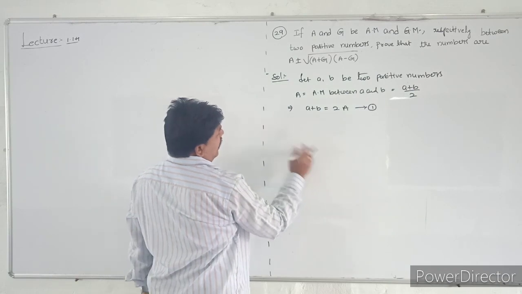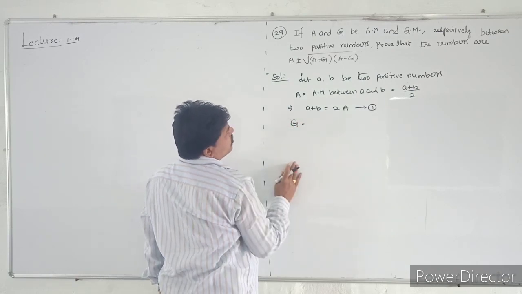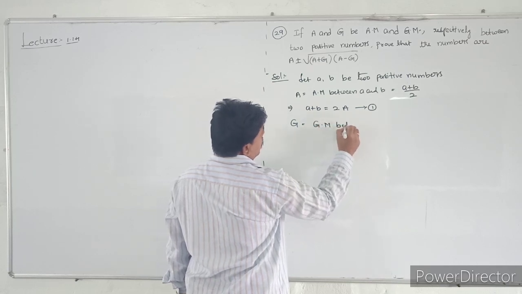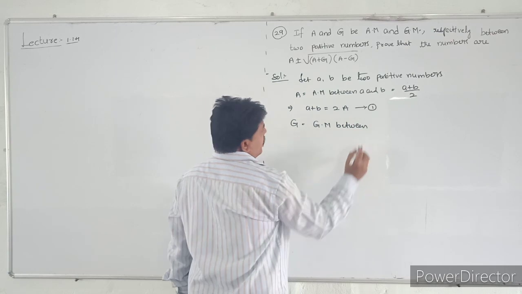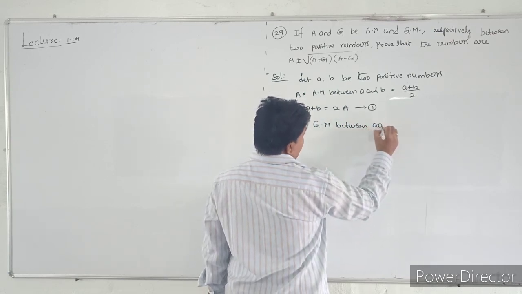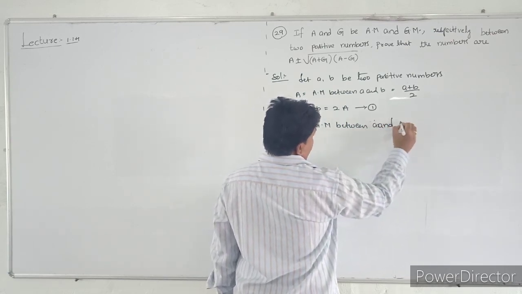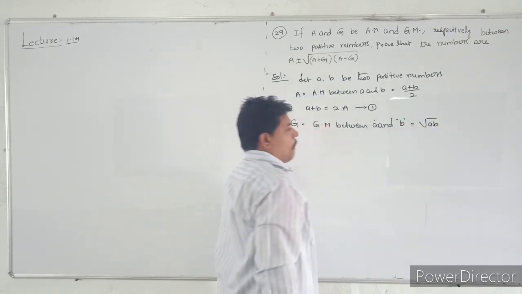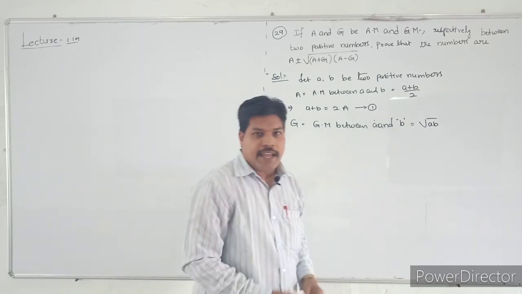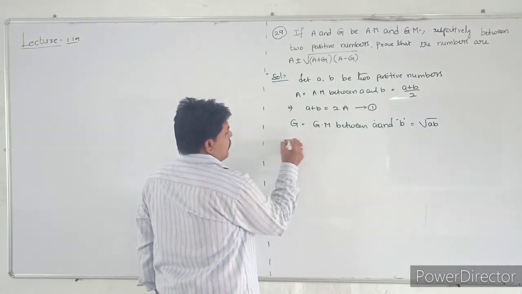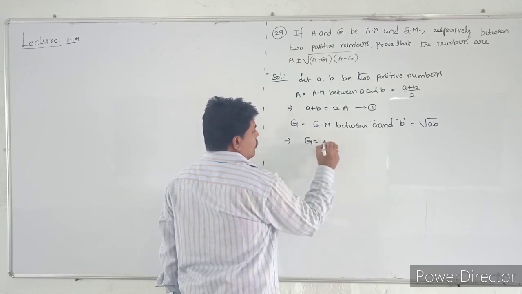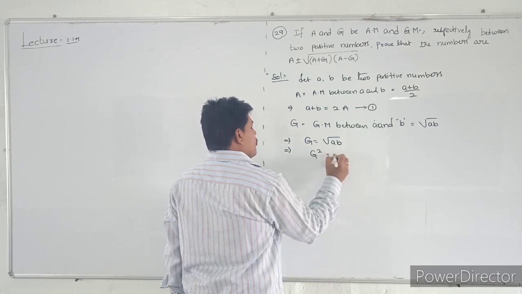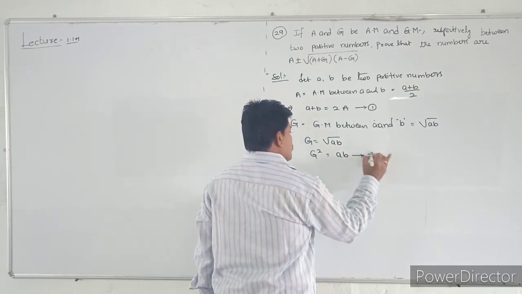Similarly, I will take the G. What is the G? G is equal to geometric mean, G is the geometric mean between A and B. So that is equal to square root of AB. So what happens here? G is equal to square root of AB. So that implies G square will become AB. So take this as the equation number 2.